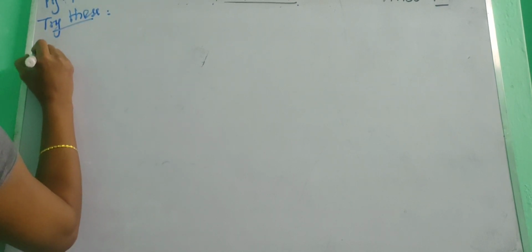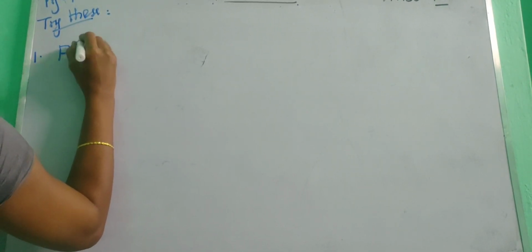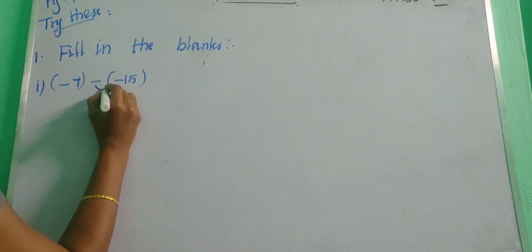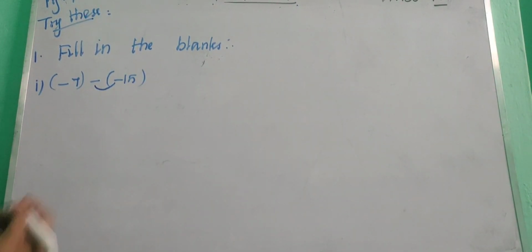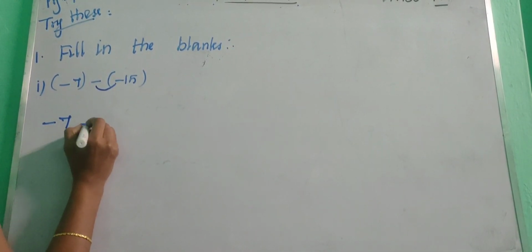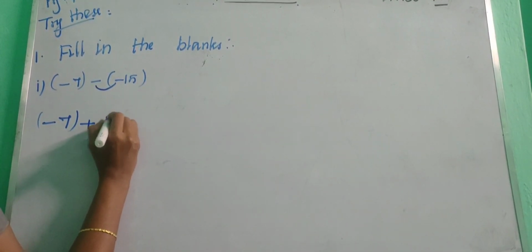Try these. First one, fill in the blanks. See the first question: minus 7 minus of minus 15. Here we have two signs, right? Same sign. So what do we need to do? Minus into minus, we need to put plus. So minus 7 plus 15.